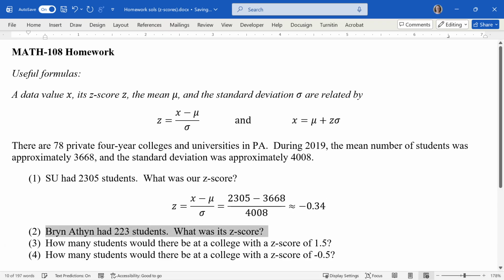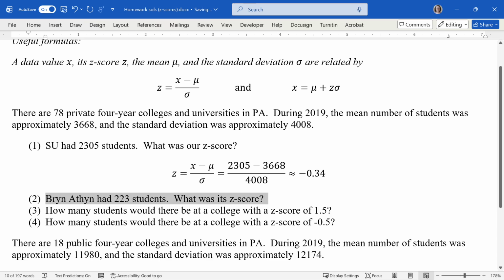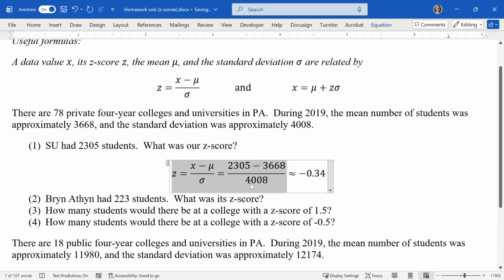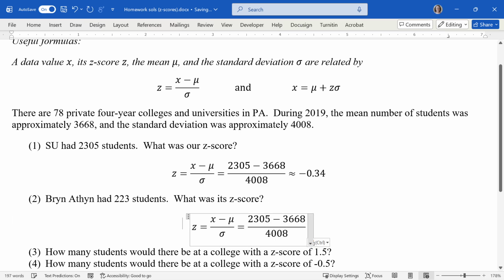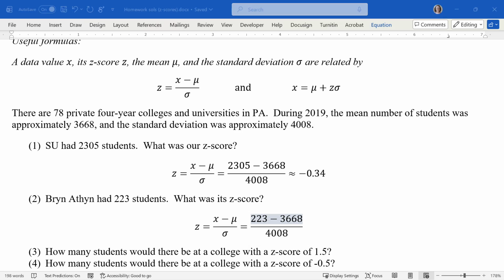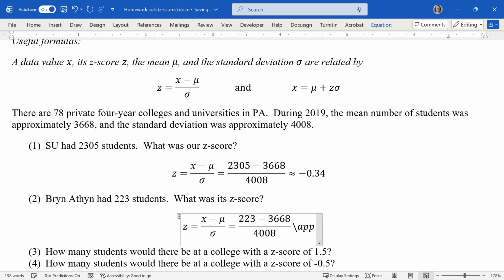For the next one here, Bryn Athyn had 223 students. What was its z-score? We're going to repeat the same exercise right here. I'm just going to copy paste it, but we're going to put in 223 instead of 2305. Then we're just going to plug that into the calculator again. Now I'm getting negative 0.86 if I round to 2 places.